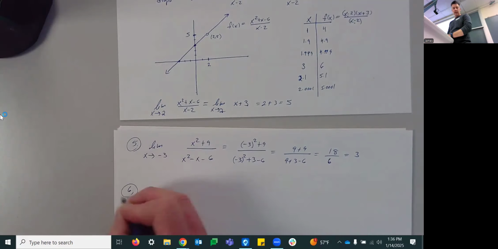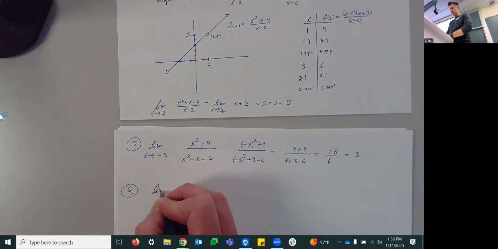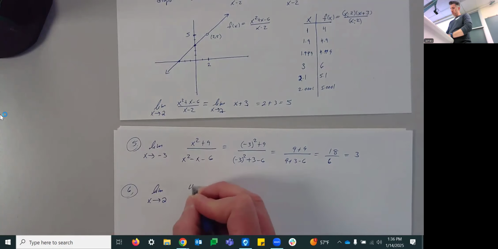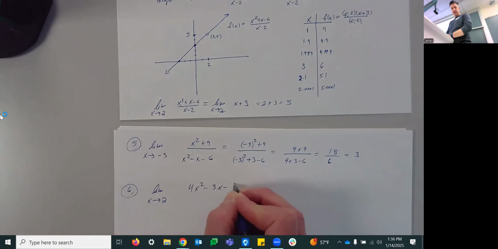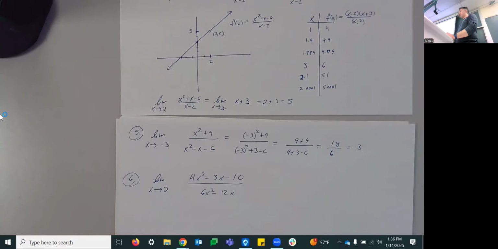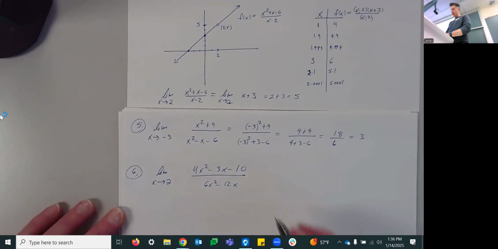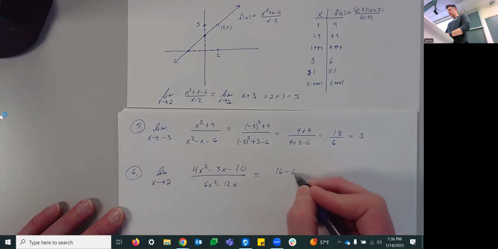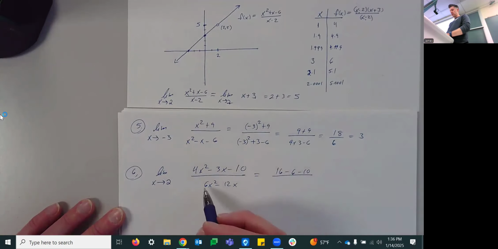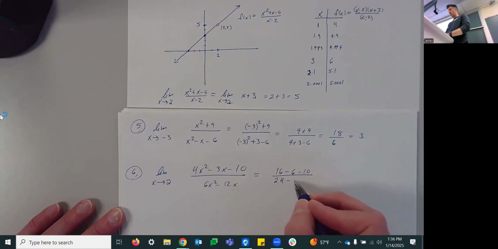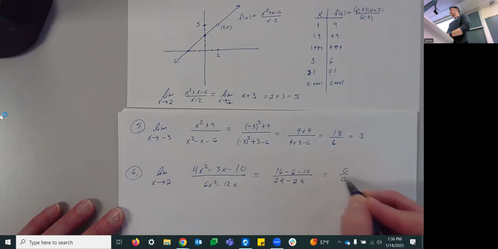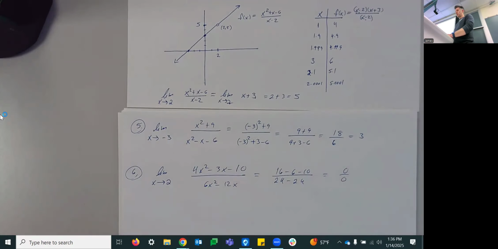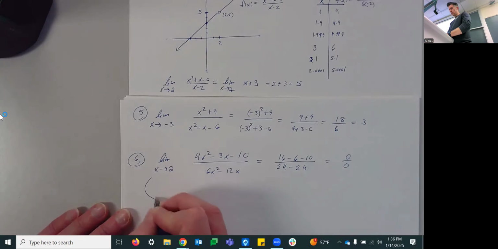Let's look at an example where we are going to have to do this. Let's say the limit as x approaches 2 of 4x squared minus 3x minus 10 over 6x squared minus 12x. And yes, we should check. We're going to plug in 2 and see what we get. 4 times 4 is 16, minus 6, minus 10, yep, that's 0 on top. 6 times 4 is 24, minus 24. Yep, definitely a 0 over 0 type. Okay, so we're going to rewrite it. Limit as x approaches 2.